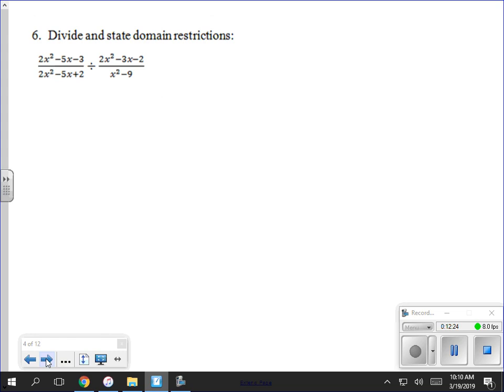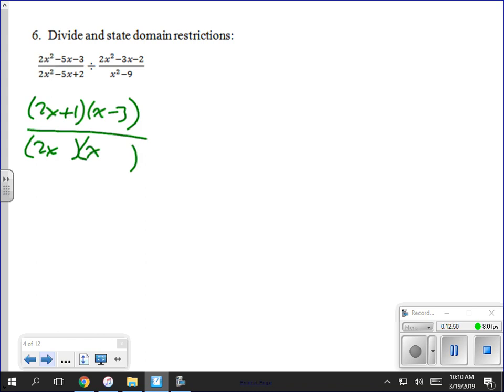Division, almost exactly the same thing. I need to factor, but I also need to invert and multiply. So if I factor the first fraction, I have 2x plus 1, x minus 3. And then here I have 2x and x and minus 1 and minus 2. 1x, yeah, that's it. And then times, take the other one, invert it to factor it.